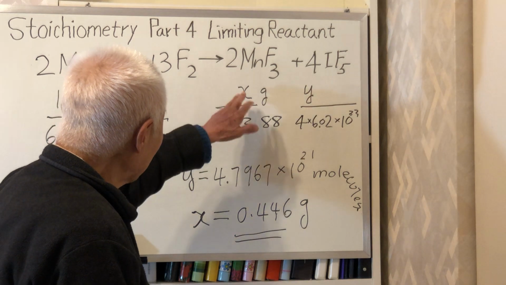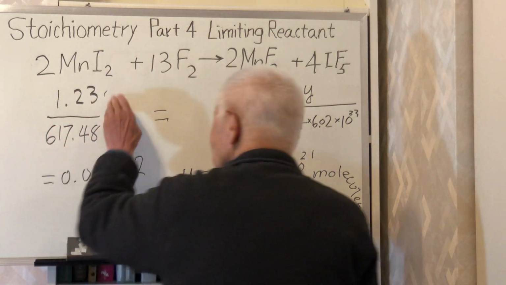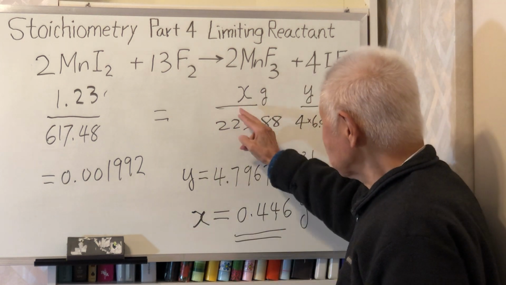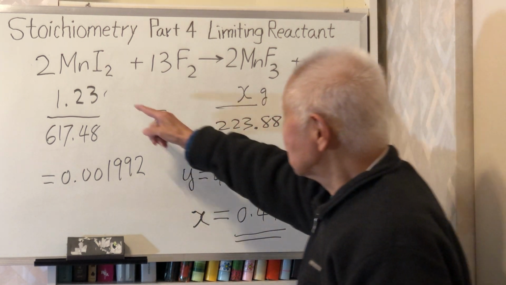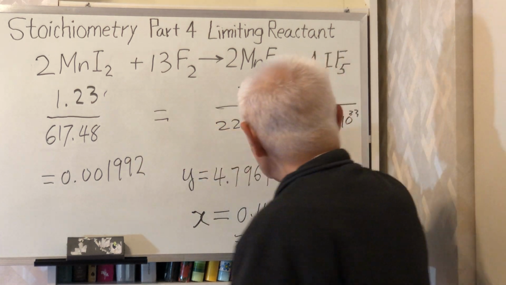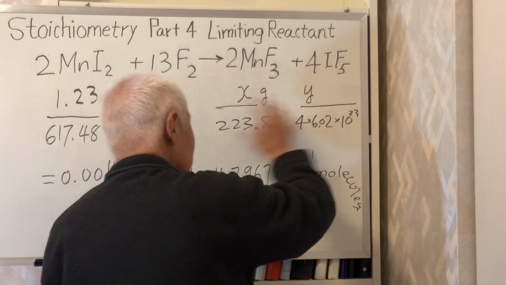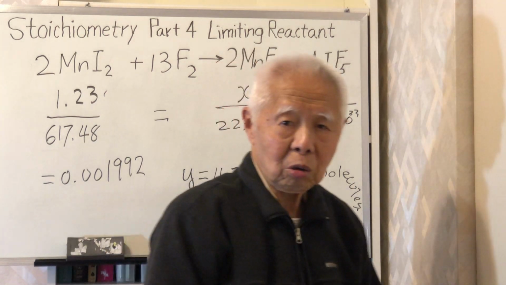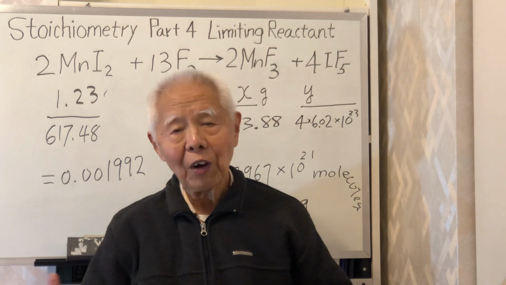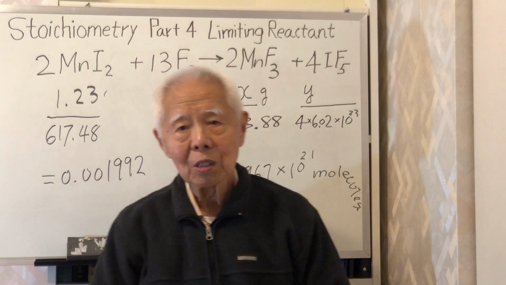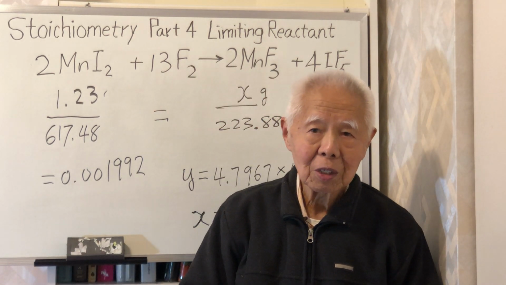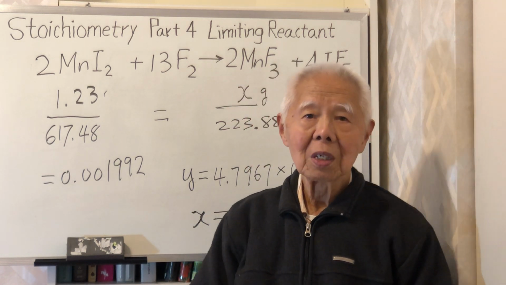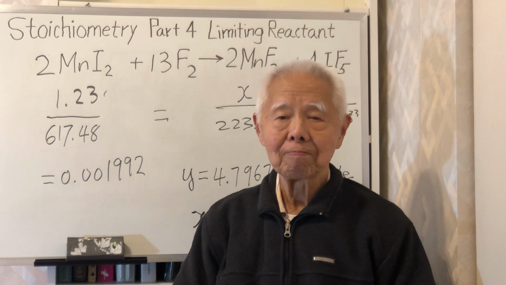So to find x, this ratio equals this ratio. That's how you find x. How to find y? This ratio is equal to this ratio. That's how you find y. So if you want to find how many grams, you use atomic mass to do it. If you want to find how many molecules, you use Avogadro's number.